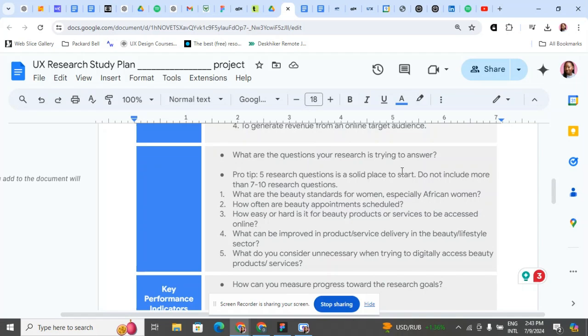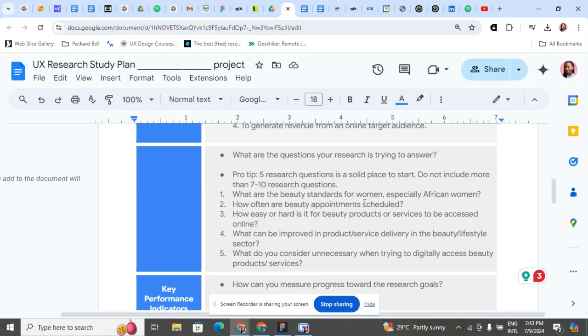For the research questions, we're advised that we can start from five, but we should not do more than 7 to 10, because you're trying to be as focused as possible and not get distracted with many other things. So in these research questions we're asking questions that the brand is trying to answer, like what are the beauty standards for a woman. The point of this is to ask the questions that the brand is going to benefit from in the research.